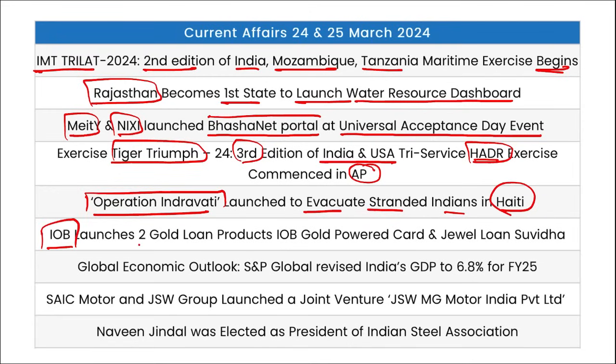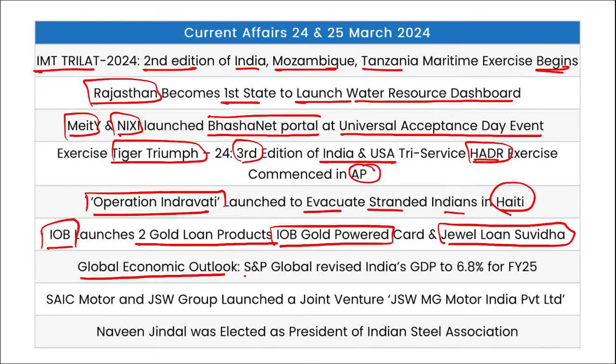Indian Overseas Bank launched two gold loan products, IOB Gold Powered Card and Jewel Loan Subida. Global Economic Outlook released by S&P Global. Here, India's GDP projection was 6.8% for fiscal year 25 and inflation at 5.1% in fiscal year 25.